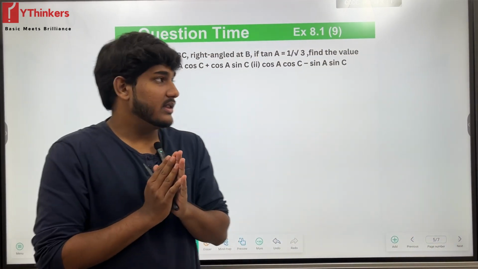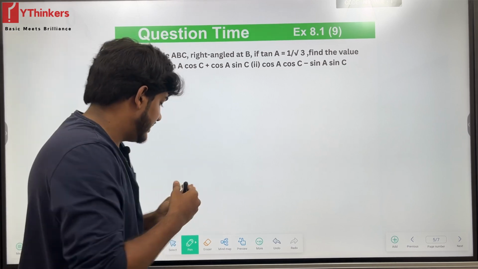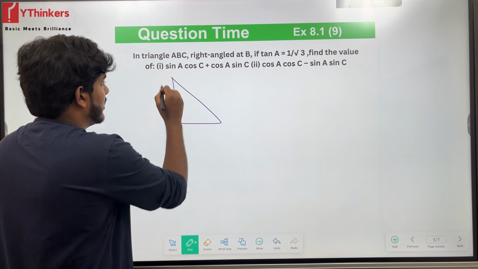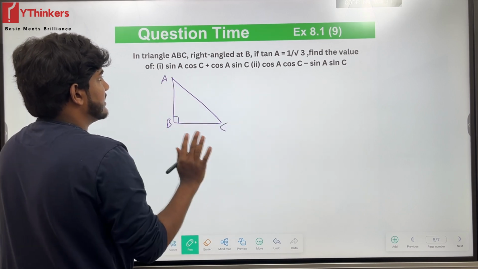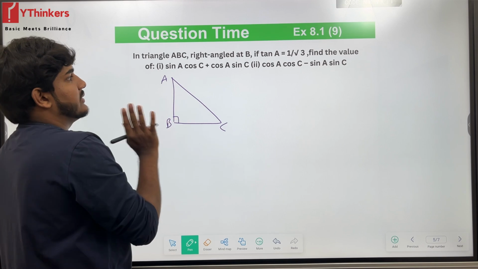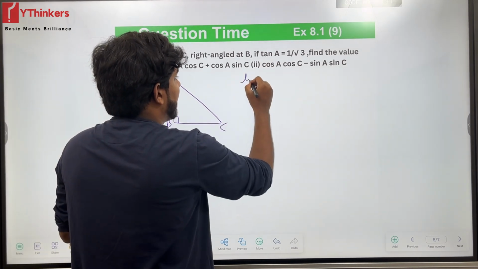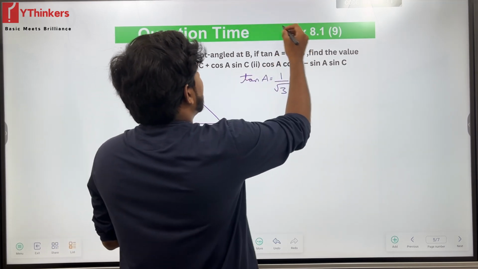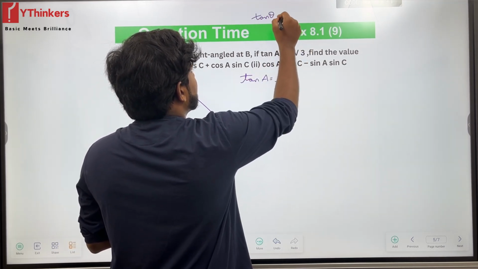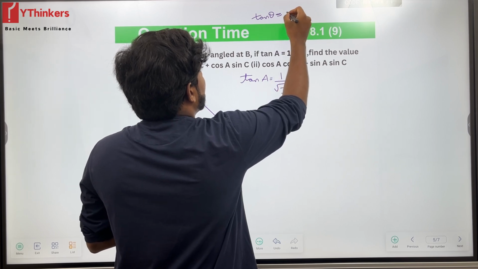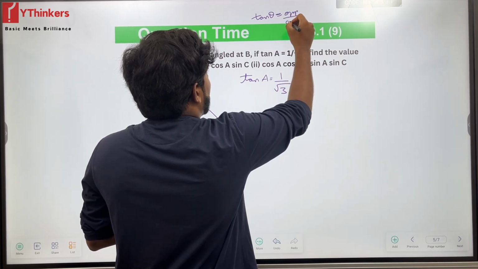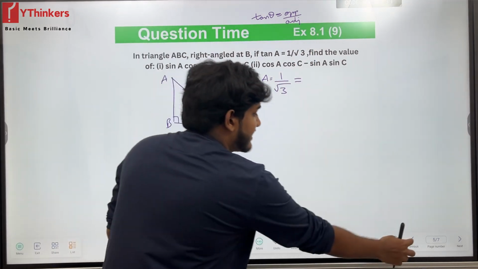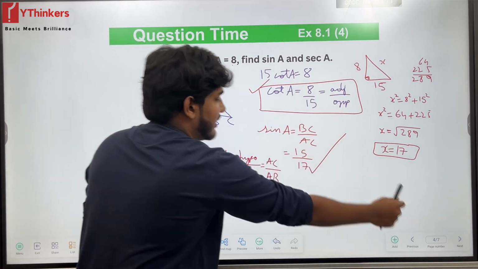Okay, same thing. They have given me the triangle. In this one, triangle ABC is given, so that one headache is less for us. Right angled at B, correct. Thank God, right angled at B. Now they've given tan A is nothing but 1 by root 3. I will write here, tan theta is nothing but perpendicular upon base, or opposite upon adjacent. Same thing. So tan A is equal to 1 by root 3, just like in the previous sum where cot A was given, we wrote it like this.